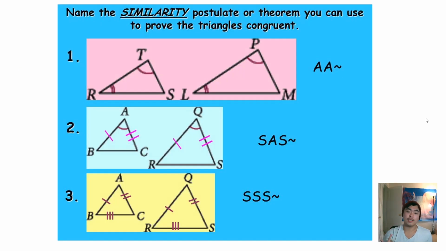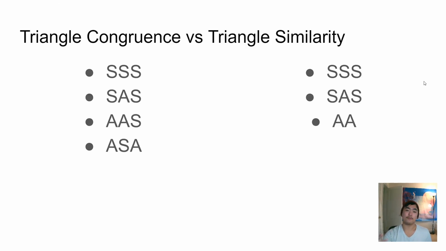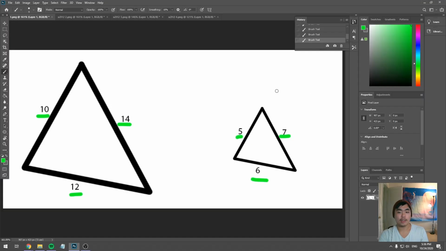When you're proving similarity, you have 3 postulates, 3 proofs that you can use. Remember when we did congruence, there were 4: SSS, SAS, AAS, ASA. For similarity, there's only 3: SSS, SAS, and AA. What they mean is a little bit different. In congruence, when I said SSS, I meant each corresponding side equals the same number. But here, 10 does not equal 15, 14 does not equal 7, 12 does not equal 6.